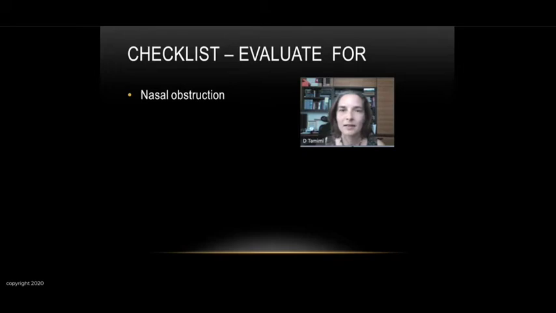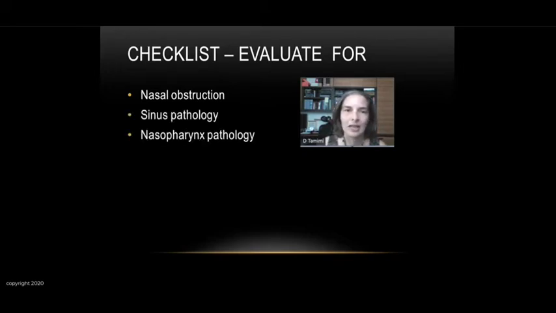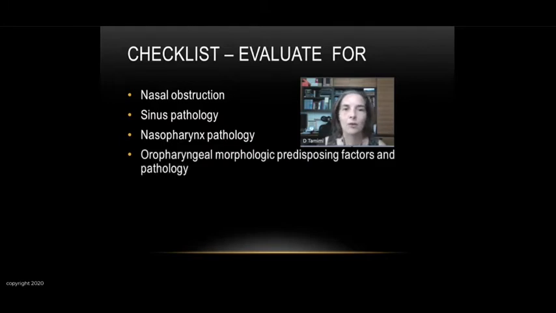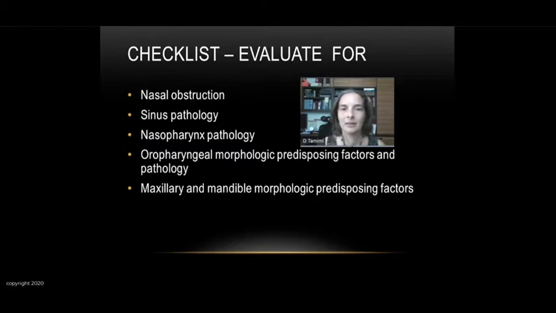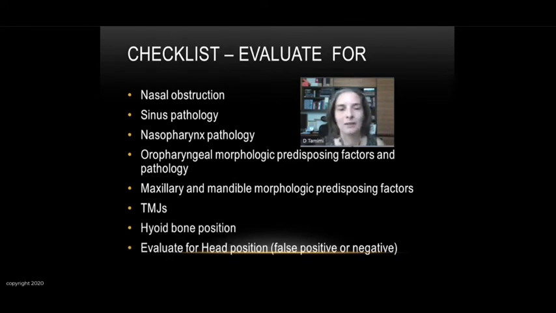So we're starting with the nasal cavity, looking for nasal obstruction, looking for any sinus pathology, nasopharyngeal pathology, or pharyngeal morphologic predisposing factors and pathology, maxillary and mandibular morphologic predisposing factors. The TMJs, and you may be wondering why, but I'll show you in just a minute. And then hyoid bone position. And I also evaluate the head position, because depending on where we position our head, we can end up with a larger or smaller airway. And I'll explain this as we go along.